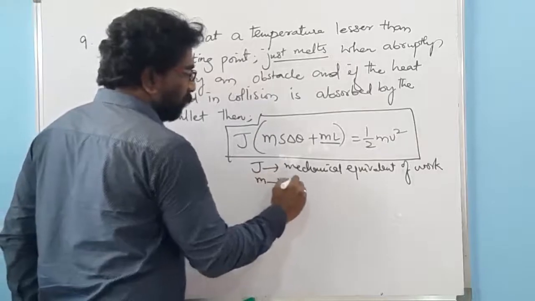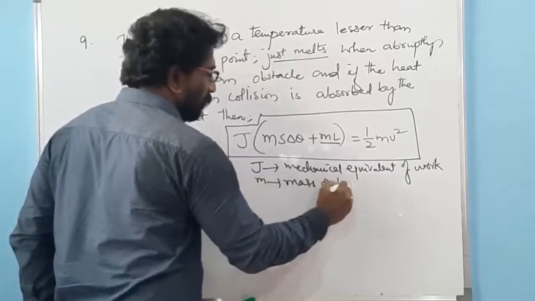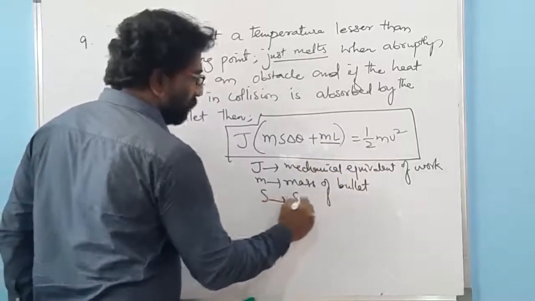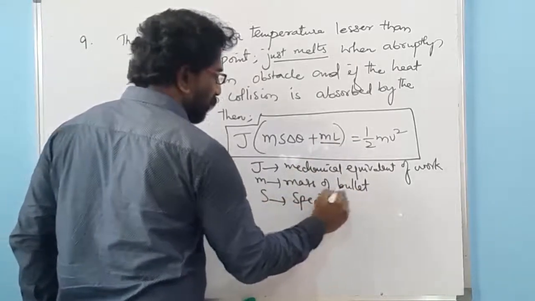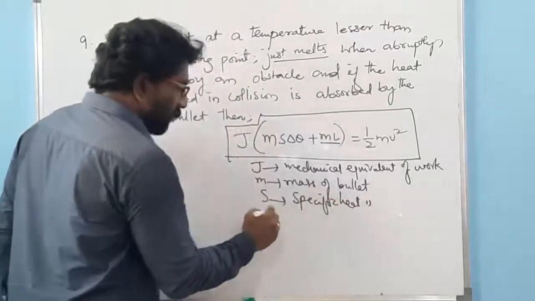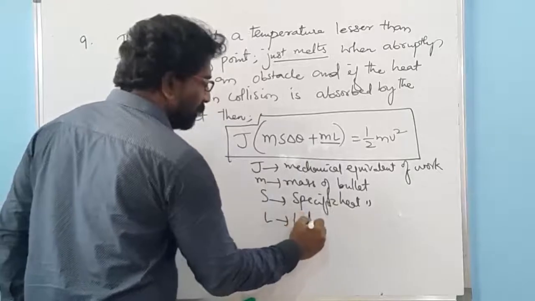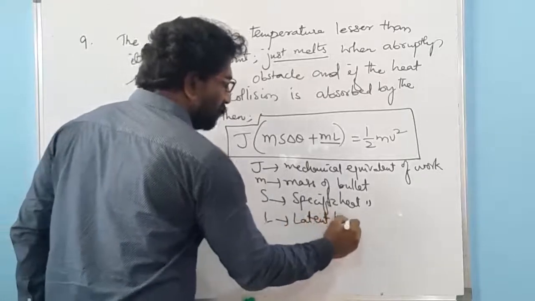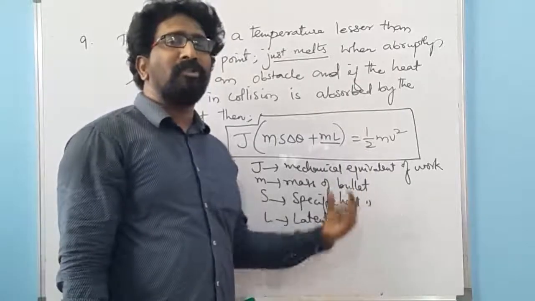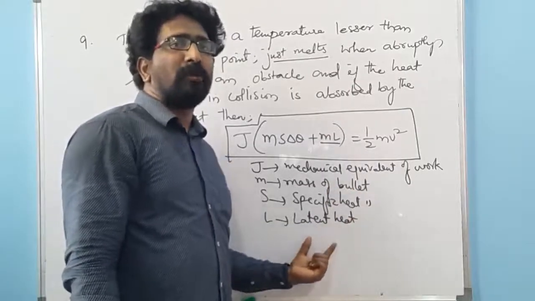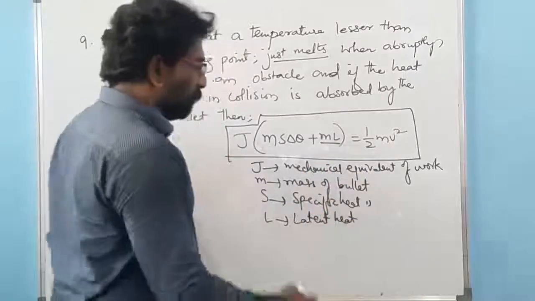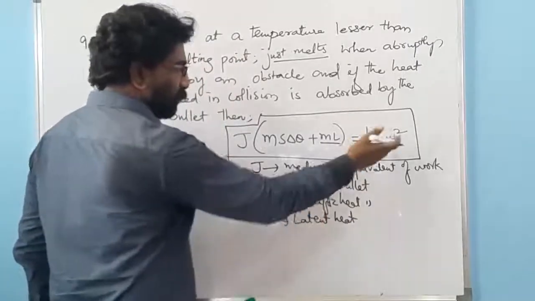M is the mass of the bullet. S is the specific heat capacity, the specific heat of the bullet. Here L is the latent heat. When it comes to the latent heat, we are talking about the latent heat of the material by which the bullet has been made. And v is the velocity.